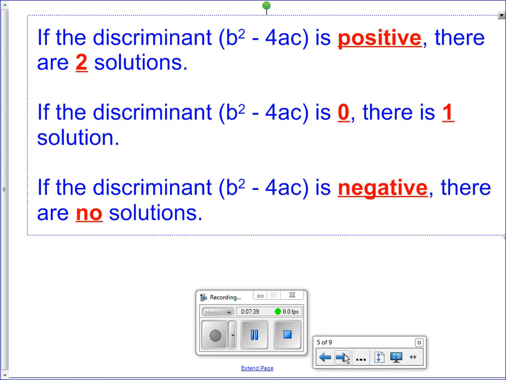If the discriminant is negative, then you cannot take the square root of a negative number, and therefore there are no solutions. And if you remember, we looked at that on the graph. That would be a quadratic equation whose graph is either above the x-axis entirely, with a vertex above the x-axis and opening upward, or it could have a vertex below the x-axis and open downward.